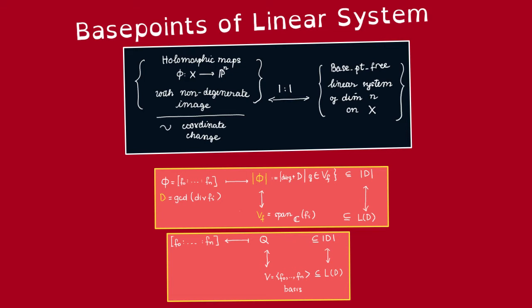Well, the advantage of this is that we can now work with the Riemann-Roch spaces. So remember that linear systems correspond to vector subspaces of the Riemann-Roch spaces, and Riemann-Roch spaces have linear algebra structure. They have vector space structure, so we can use linear algebra to study them. Thus, we can use tools from linear algebra to study holomorphic maps from X to projective space.